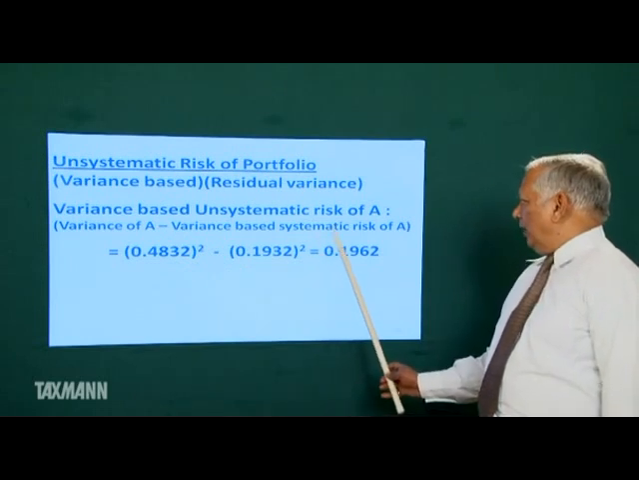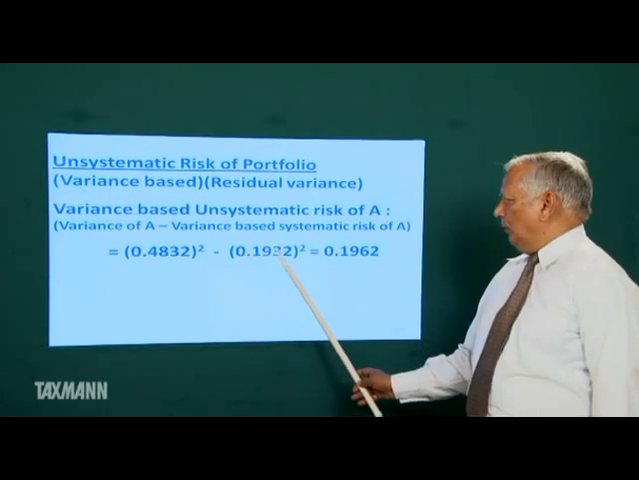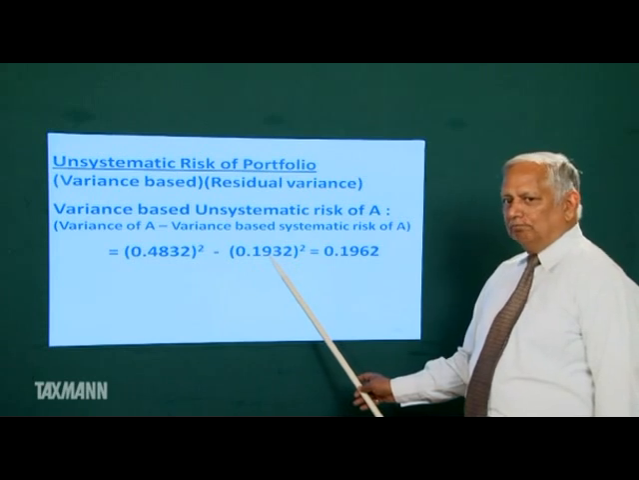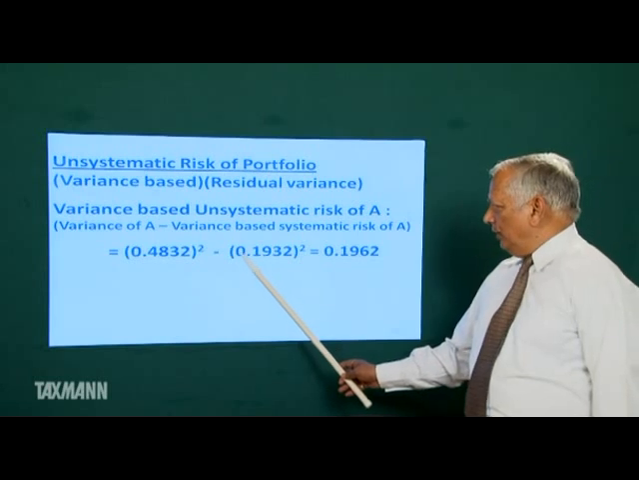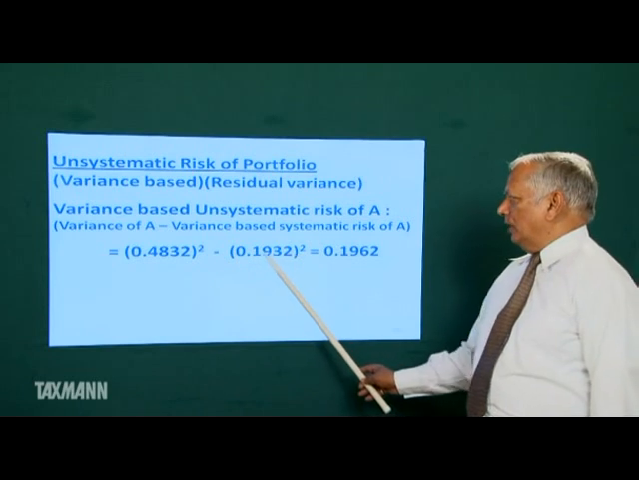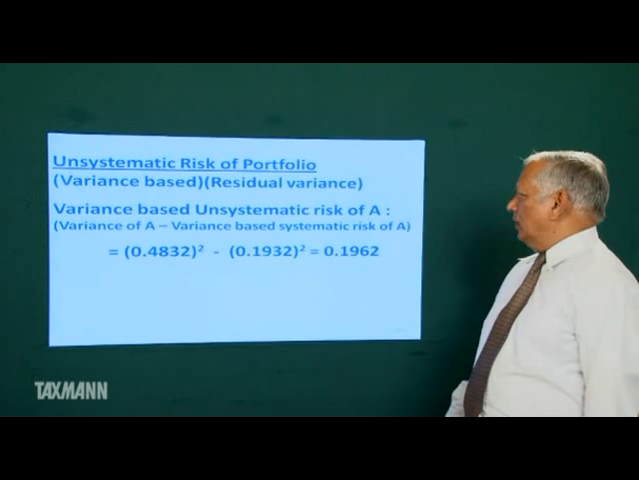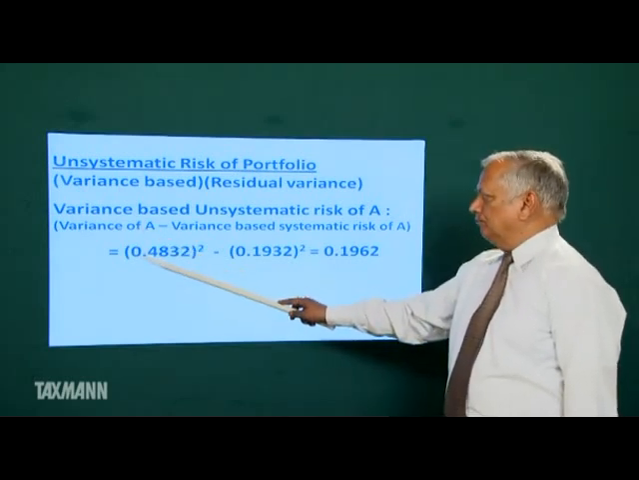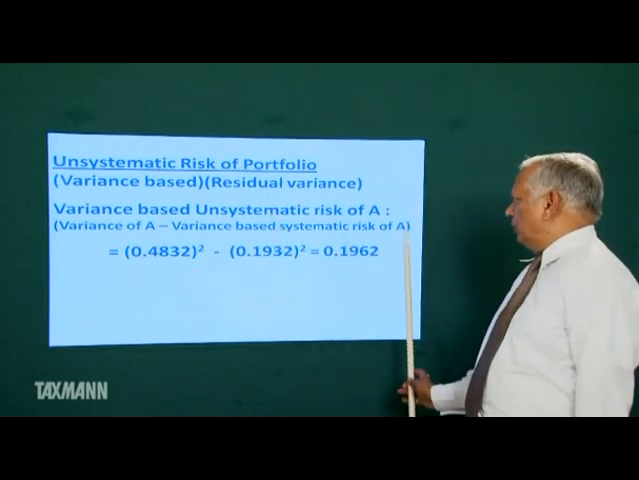And what is the variance based systematic risk of A? 0.1932. How do we get it? We are given beta, we are given market standard deviation. So, this is beta into market standard deviation. For variance, we have taken its square. So, variance based unsystematic risk of A is equal to variance of A minus variance based systematic risk of A.